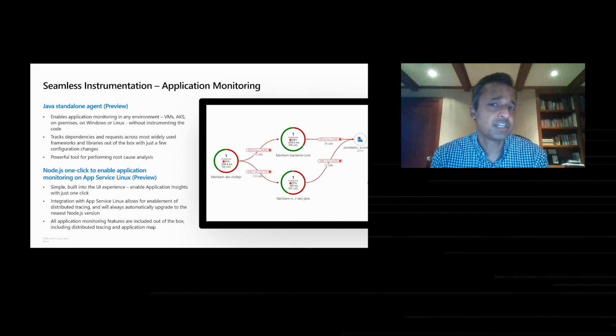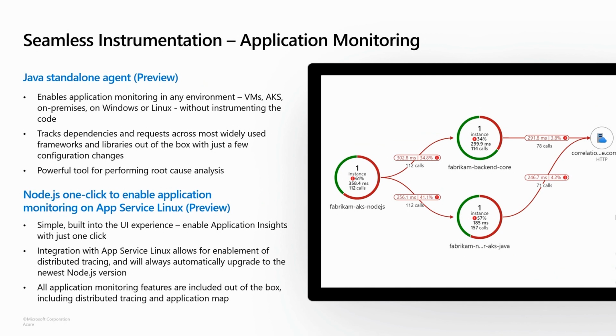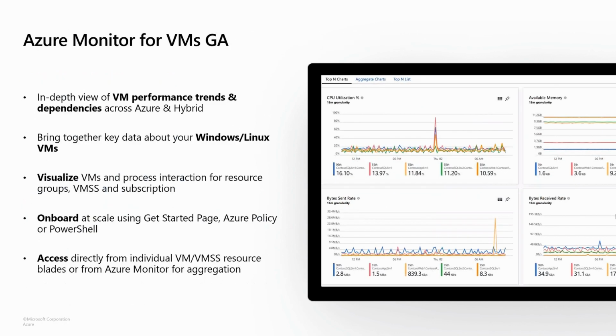Next, there are more improvements we're doing to application monitoring. This is relating to more platform support. So for Java, you can drop an agent in apps, your apps running in the VMs and managed Kubernetes environments, both on-prem and hybrid on Windows and Linux without needing to instrument your code. So out of the box, you'll get a range of capabilities, tracking dependencies, tracking your requests, and a whole range of metrics you get just out of the box to help you do root cause analysis. We also have added support for Node.js in the app service Linux environment. So with a single click, you can enable your apps to be instrumented with app insights if it's running on app services on Linux.